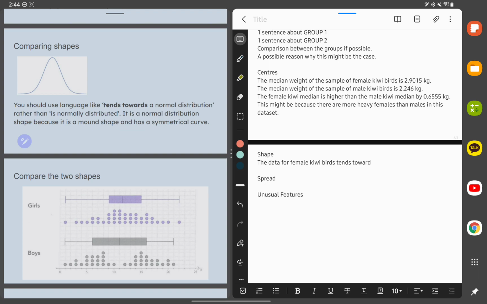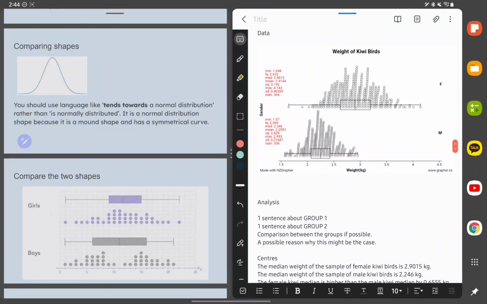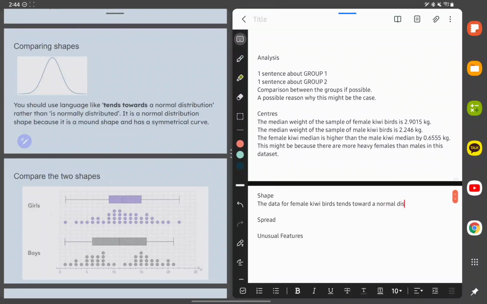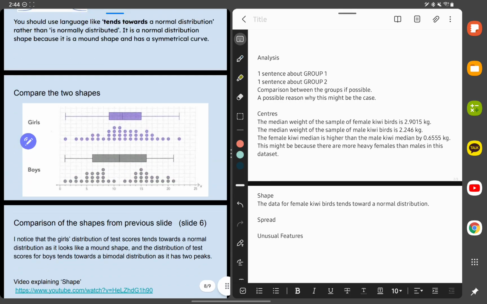Tends toward. The phrase tends toward is a really important one. You need to put that there. Tends toward a, and we look at it again just to double check. And yes, I'll say that's a normal distribution, right? Is it skewed? It's not skewed, so I don't have to write about it. If it was skewed, I would say the data is left skewed, or the data is skewed to the left. But it's not skewed, so I'm just going to stop there.